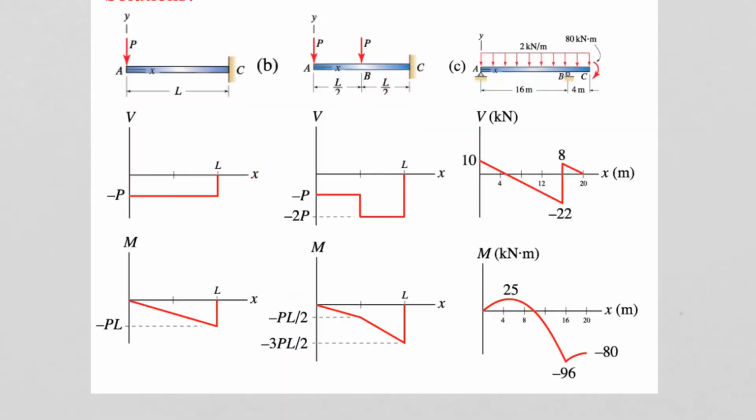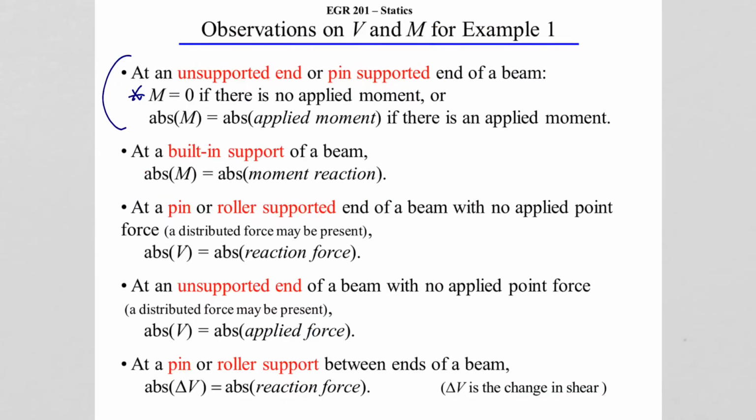So if we go back and look, we see we have a cantilever beam for this example, another cantilever beam. We have a pin with no applied moment, and note that our moment is always 0, and that's very important. And remember, I always say pins don't have moments, and this proves it at this location also, unless there's an applied moment, and there is no applied moment. Let's look at the next observation.